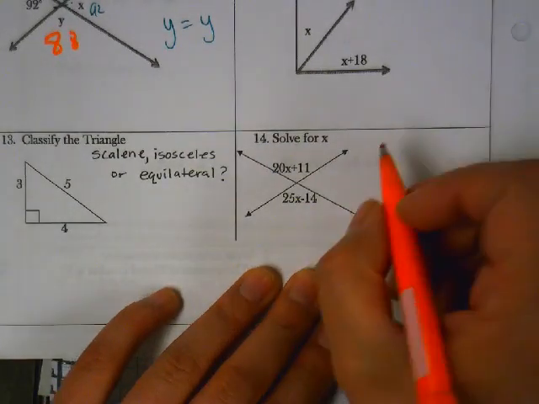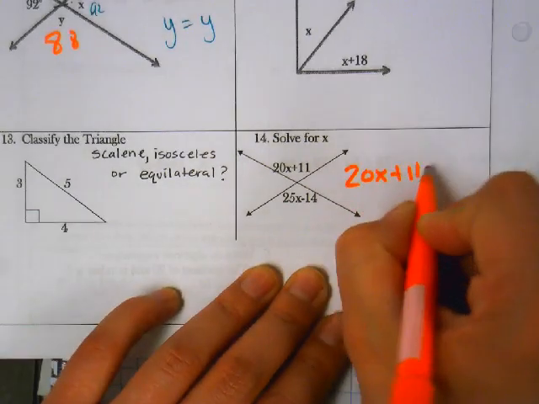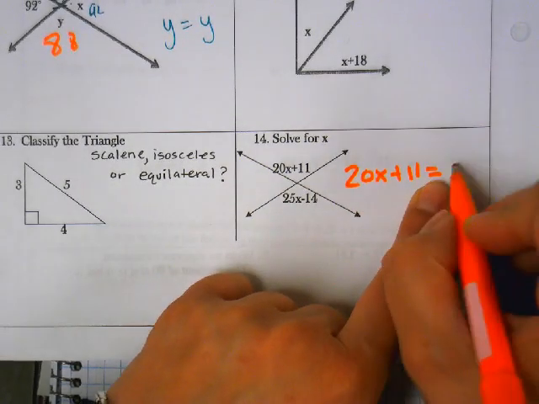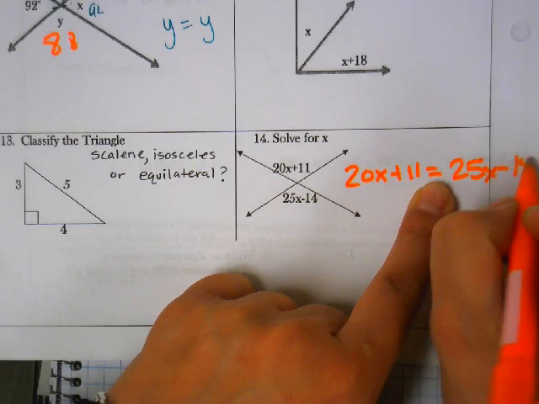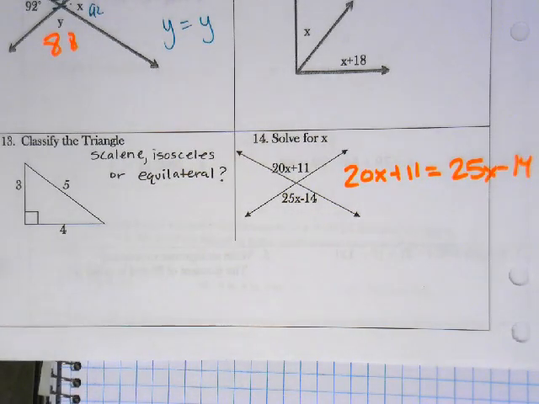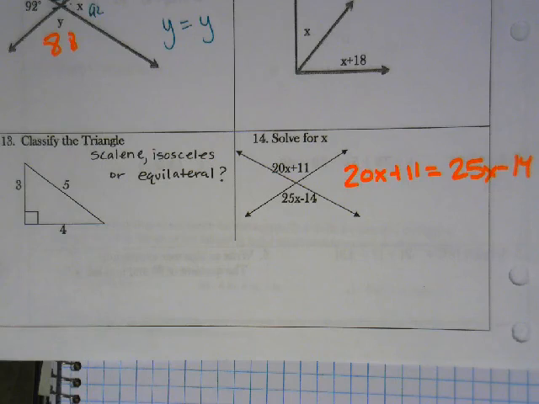20x plus 11 equals 25x minus 14. Equals, right? 25x minus 14. So we're setting it equal to each other.